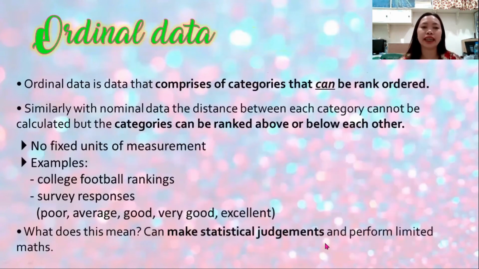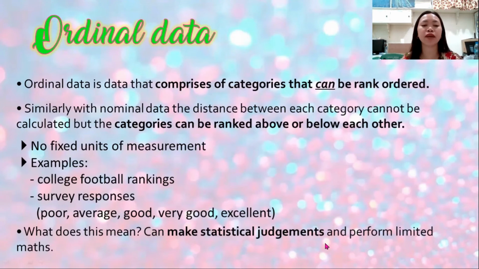Next is ordinal data. Ordinal data is data that comprises categories that can be ranked or ordered. Similar to nominal data, the distance between each category cannot be calculated, but the categories can be ranked above or below each other. So here, ordinal data works with the same assumptions as nominal data, but is more complex, in that while it's still comprising categories, we can make statistical judgments about the relative position of one value to another and can perform limited mathematical calculations.